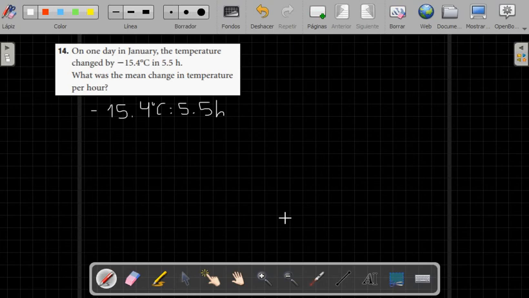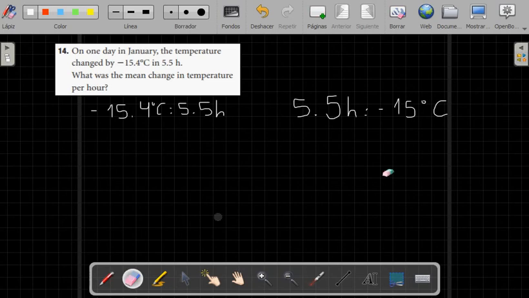Okay, now how do we know that the division that we have to do is this one and not this one? 5.5 hours divided by minus 15.4 Celsius degrees. Well, the answer is this one. If we would divide this, we would be calculating the amounts of Celsius degrees changed by every hour.